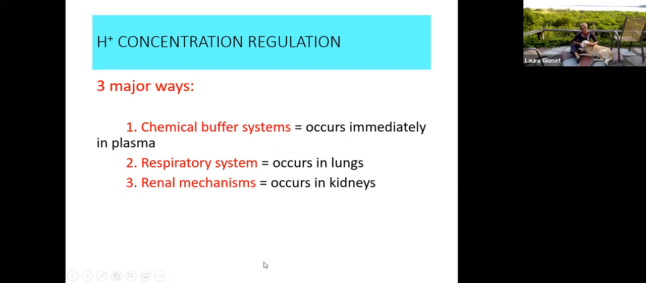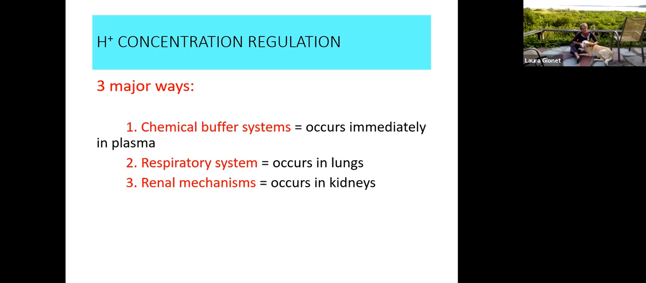Right, so hydrogen ion concentration regulation is controlled in three ways: through the chemical buffer systems, through the respiratory system, and the renal mechanisms. The chemical system is the first. That is the available buffers that are found within plasma itself, kind of free floating there. But we also know that we can control the respiratory rate to increase or decrease carbon dioxide being released. So if we want to release more carbon dioxide, we increase respiratory rates.